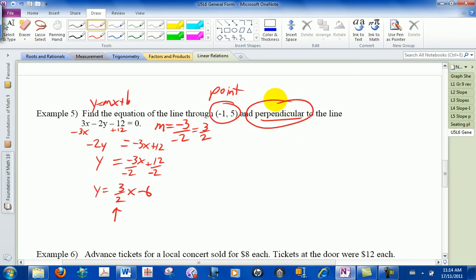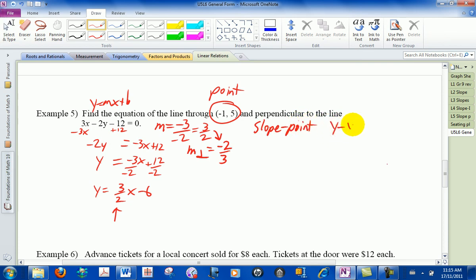Alright, now we have a problem though because we don't want that slope. What kind of slope do we want in order to be perpendicular? Yeah, we want m perpendicular. So what is that? That equals -2 over 3, because we have to change it. Are you okay with flipping that and making it a negative? It's called the negative reciprocal. You should have done it in your homework. So now we can start with slope point.